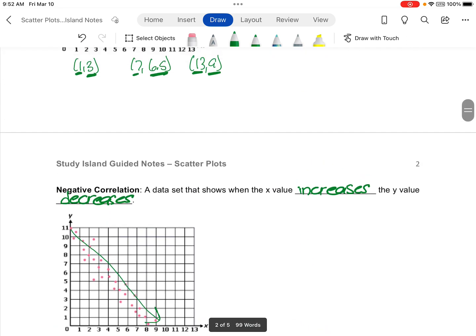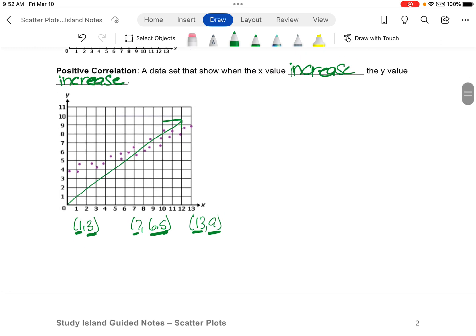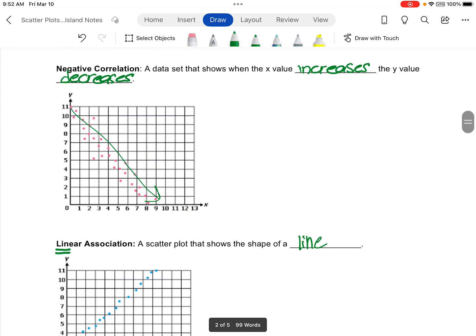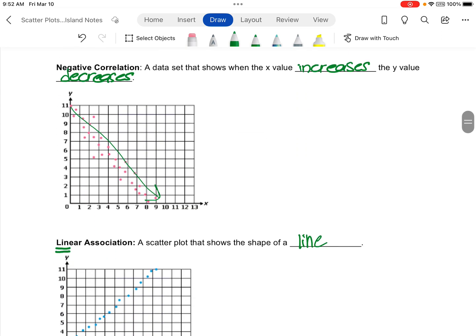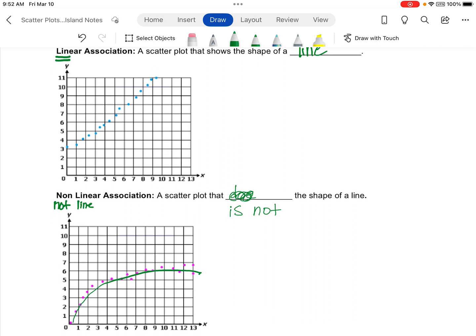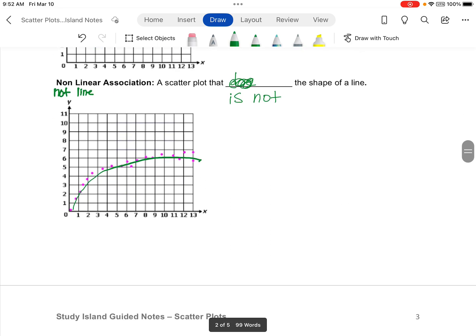Okay, so again, ways we can describe scatter plots. They could have a positive correlation or a positive relationship, a negative correlation or a negative relationship, a linear association, so they are grouped forming a line, or a nonlinear association that when you graph them, they are not forming a line.